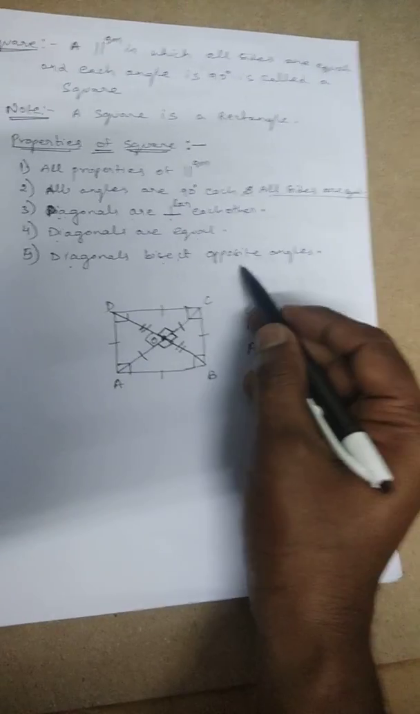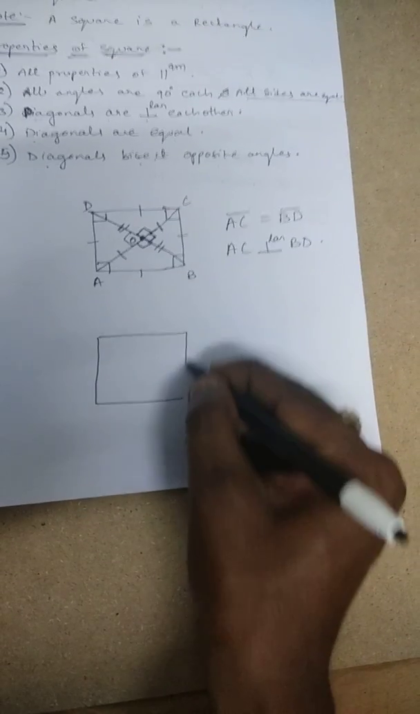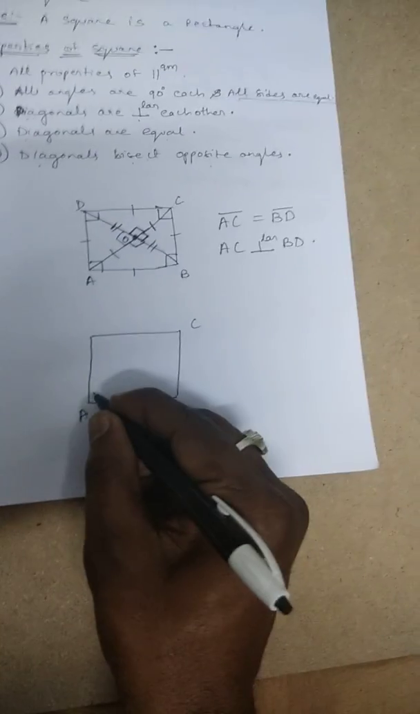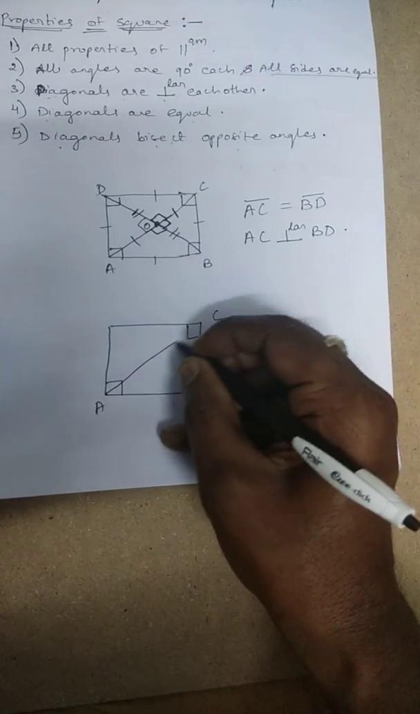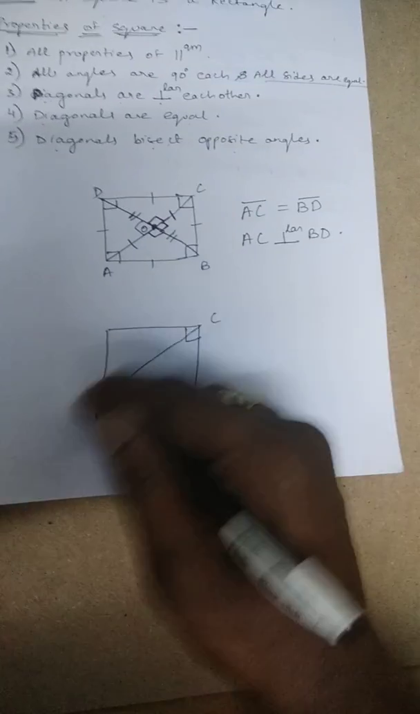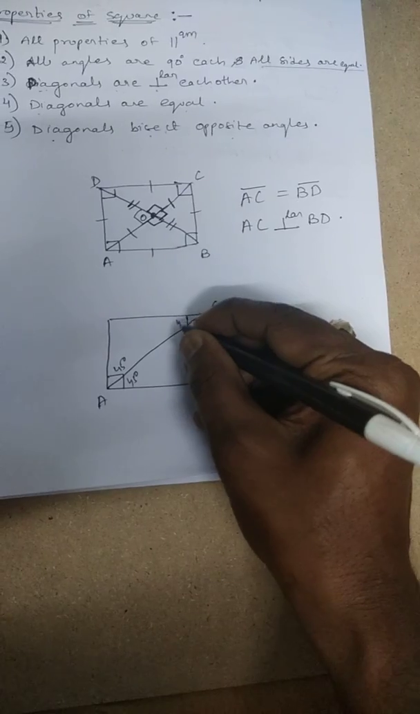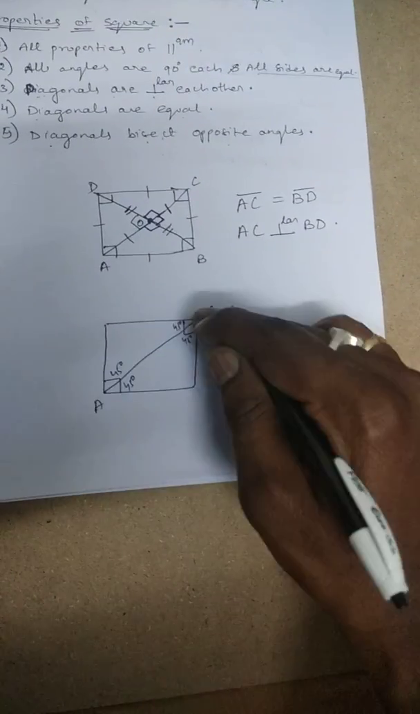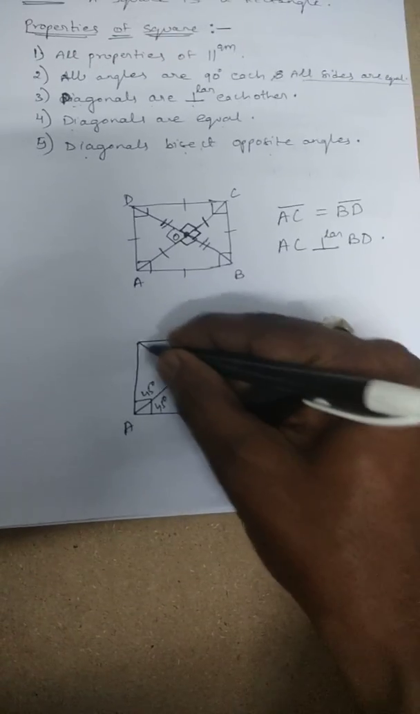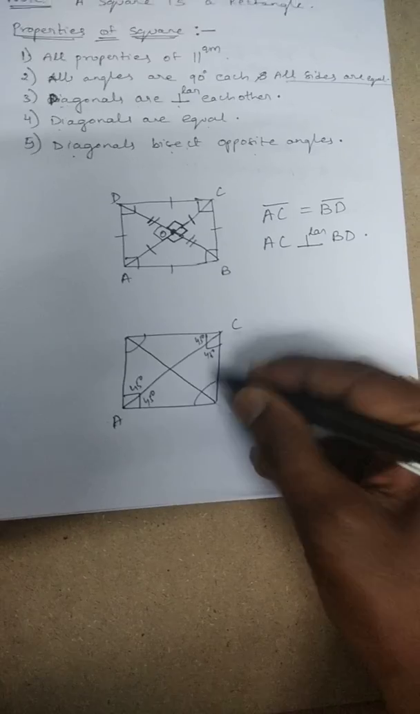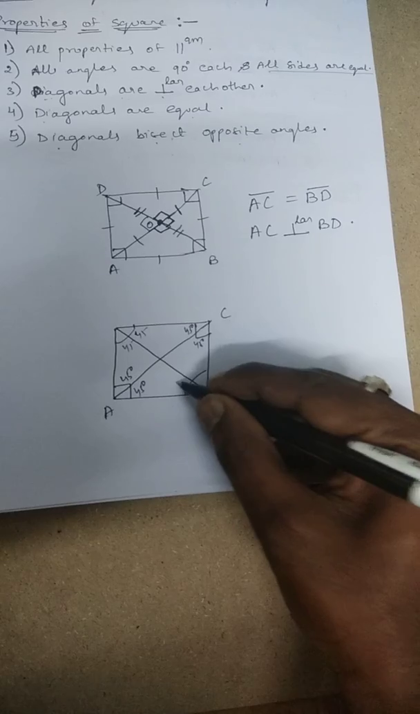Next, diagonals bisect opposite angles. That means if ABCD is a square, this is angle A, angle C. You already know angle A is 90. Angle C is also 90. So this diagonal bisects the opposite angles. That means this is divided into 45, 45. This also is 45, 45. So this diagonal bisects the opposite angles. Similarly, this diagonal also bisects the opposite angles. The 90 is divided into 45, 45, 45, 45.